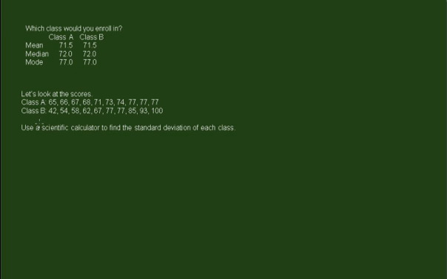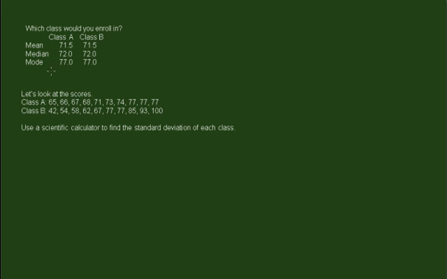So in this problem, we're given two classes, class A and class B, and we're also given some information: the mean, the median, and the mode, and we're asked which class would you enroll in. Well, on the surface, they're identical. They have the same median, same mean, and same mode.